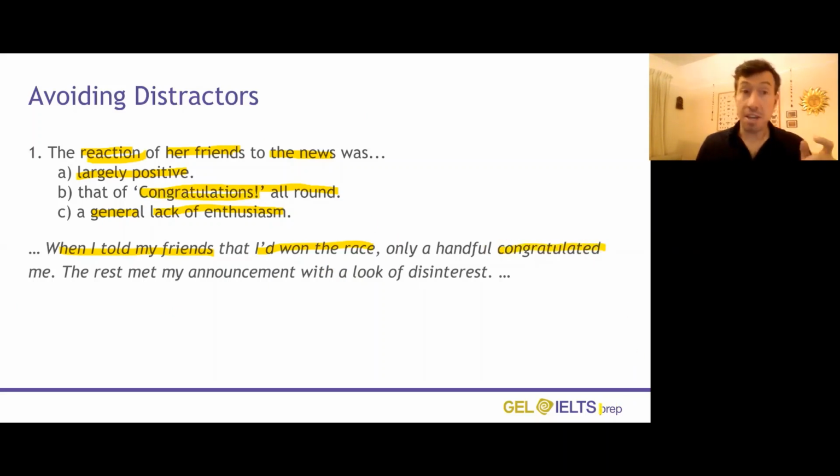So you might think B is the correct answer because you've got congratulations and you've got congratulated. But the important thing here is the adverb all round. And all round means everyone. So if we say congratulations all round, that means everyone congratulated me. However, here it says only a handful. That is not the same as all round. That just means some. Some people congratulated me. So B is not the correct answer, and this congratulated is a distractor.